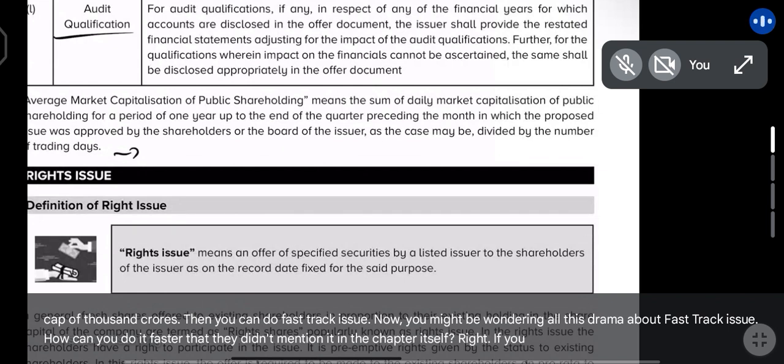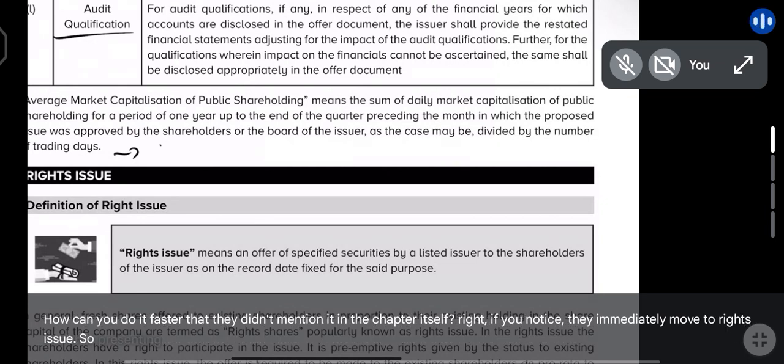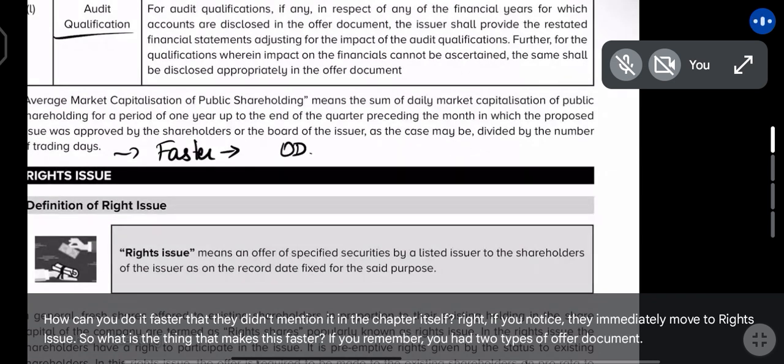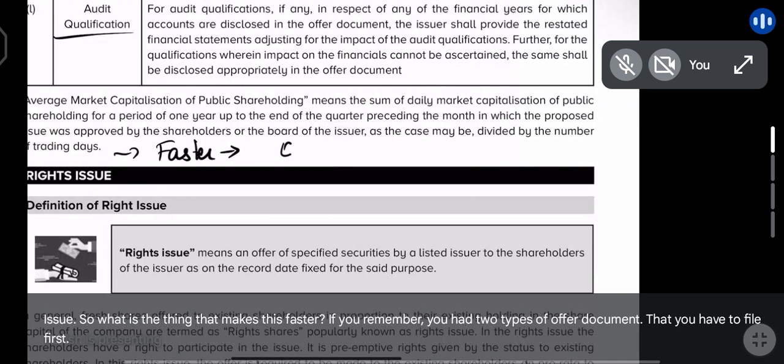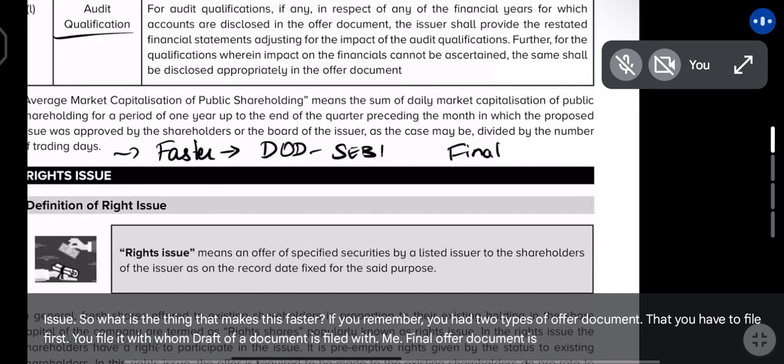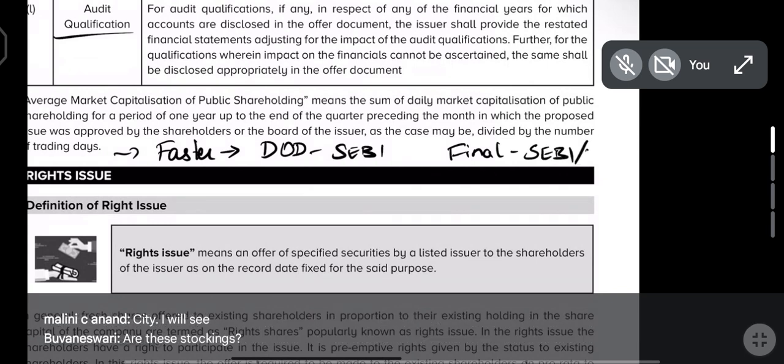Right? If you notice, they immediately move to rights issue. So what is the thing that makes this faster? If you remember, you had 2 types of offer document that you have to file. First, you file it with whom? Draft offer document is filed with SEBI. Final offer document is filed with ROC, stock exchange, and SEBI, ROC, and the stock exchange.